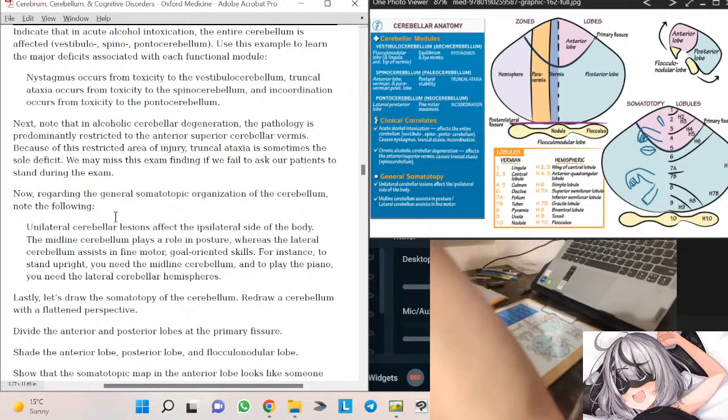Truncal ataxia occurs from toxicity to the spinocerebellum, and incoordination occurs from toxicity to the pontocerebellum. Next, note that in alcoholic cerebellar degeneration, the pathology is predominantly restricted to the anterior superior cerebellar vermis. Because of this restricted area of injury, truncal ataxia is sometimes the sole deficit.